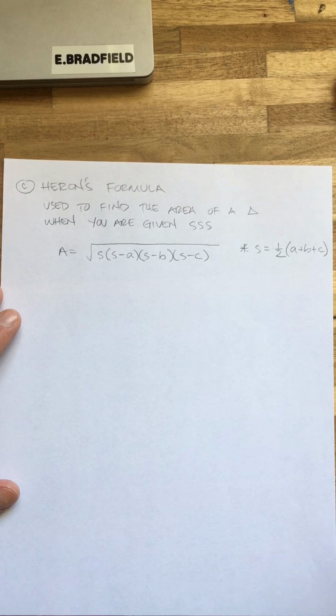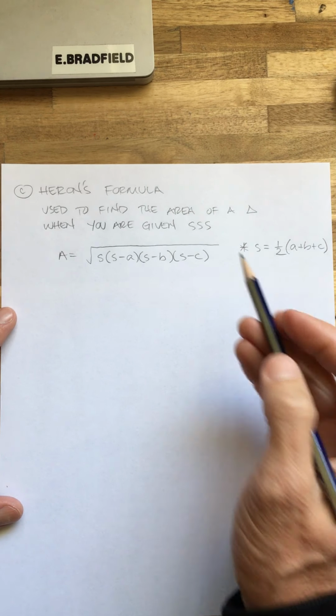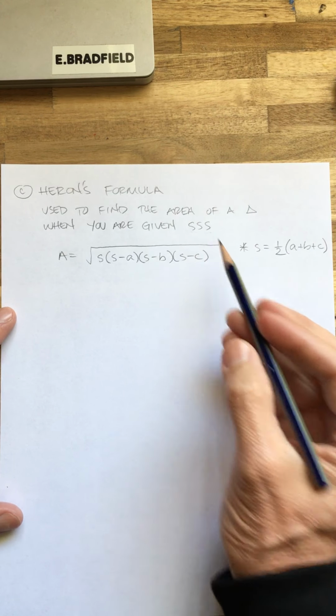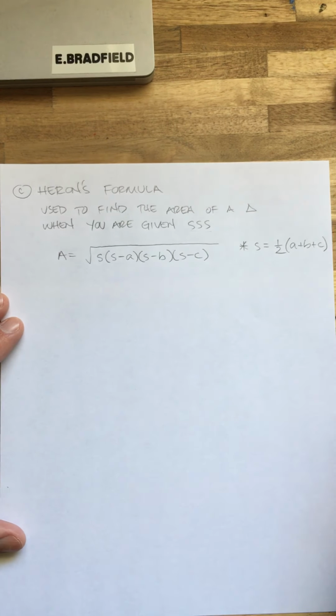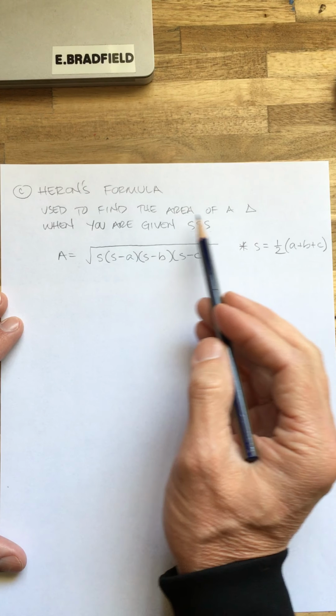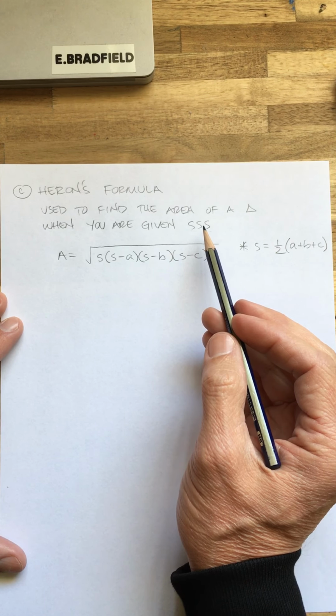All right, guys, here's the last little bit. You're going to be asked to find area again, okay? But you are only going to be given 3 sides, okay? So in this case, we're going to use a formula called Heron's formula, and it is used to find the area of a triangle when you are given 3 sides, okay?